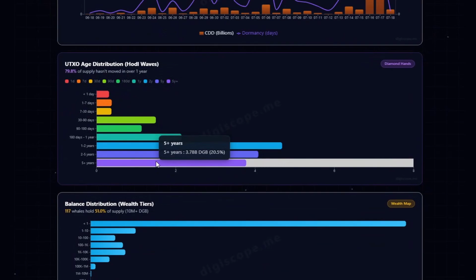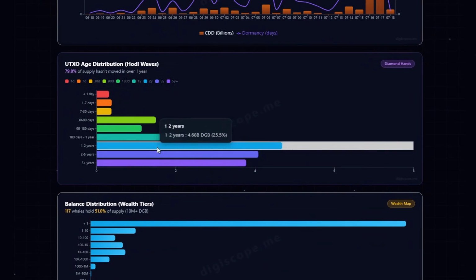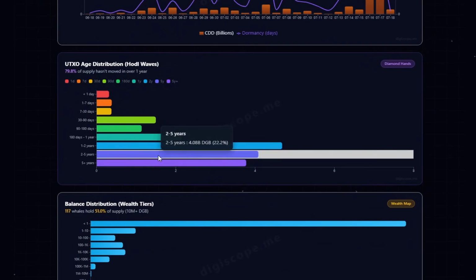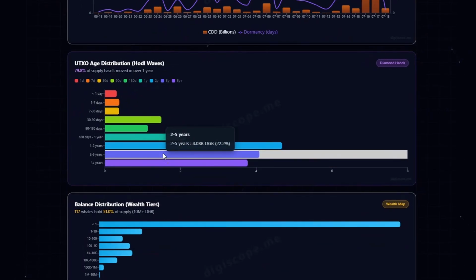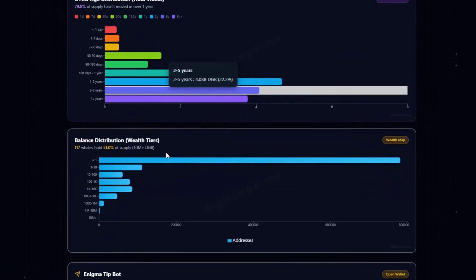20% of the supply hasn't been touched in 5 years. And you can see that a lot of people are in the diamond hands category. I'd say if you have been holding over 2 years, then you're a real diamond hands holder.